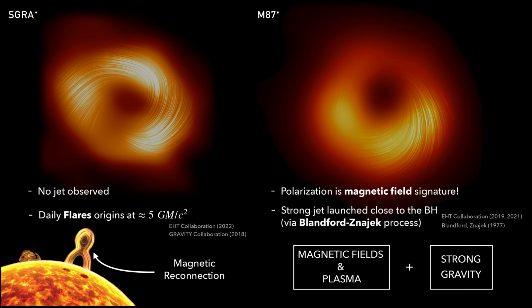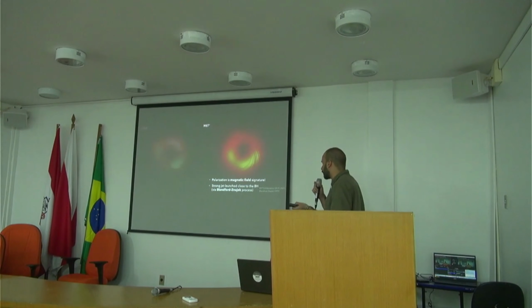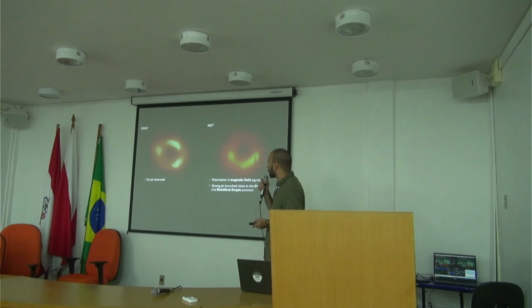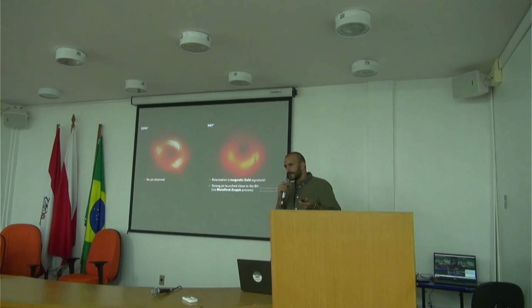We have other examples of black holes photographed by the Event Horizon Telescope, Sagittarius A star, for instance. This is not an active galactic nucleus. There is no jet associated with it. Nonetheless, its phenomenology is quite interesting, and we can notice that this picture also shows polarization, which means that Sagittarius A star is also immersed in a magnetic field.